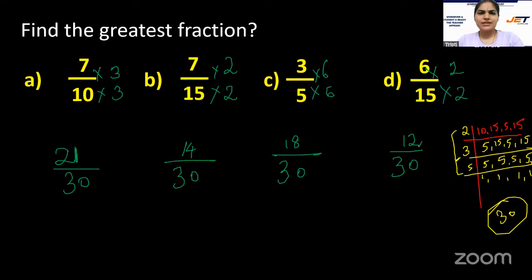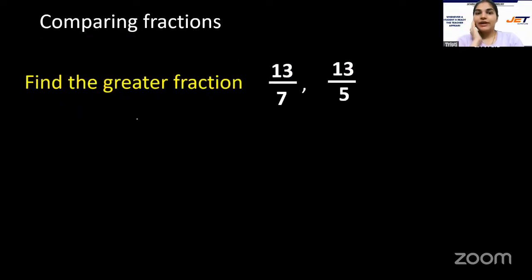So which is the greatest fraction? It is 7 by 10. 21 by 30. All right. So the only thing is that you have to make the denominators same. Right? Now, find the greater fraction.